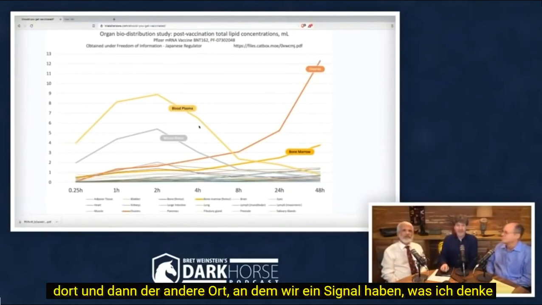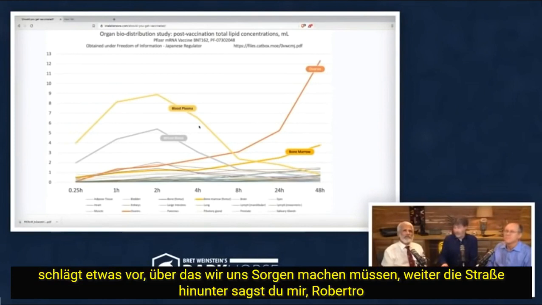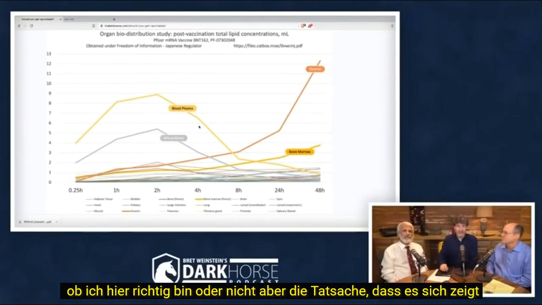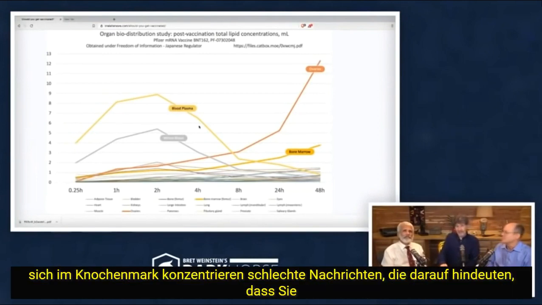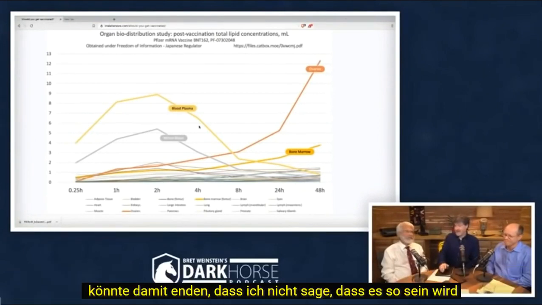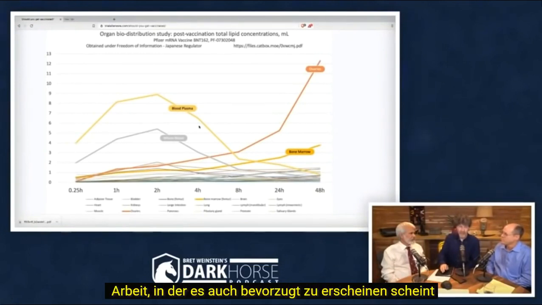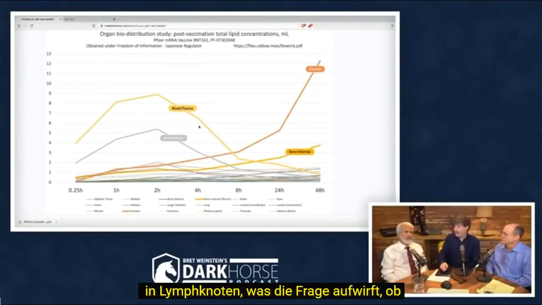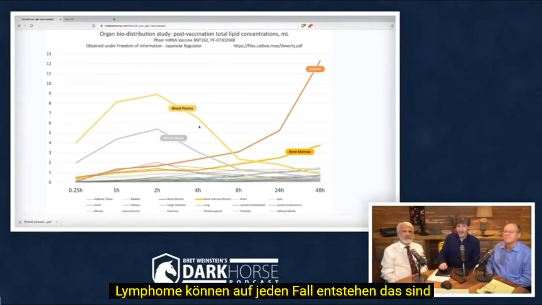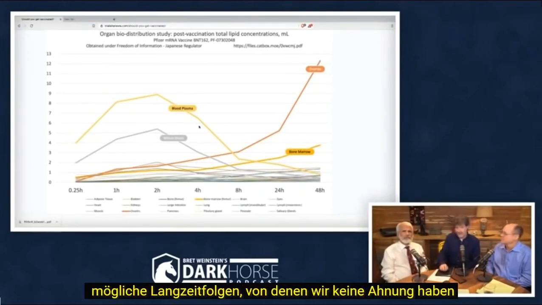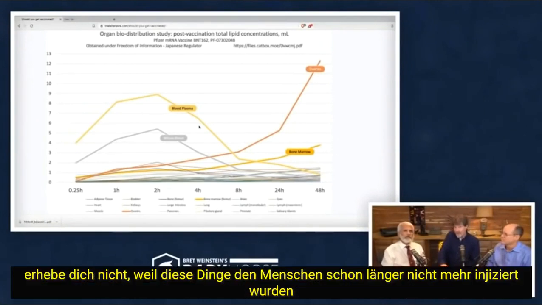And then the other place that we have a signal, which I think suggests something we need to worry about farther down the road, is that it shows up concentrating in bone marrow. Bad news. That suggests that you could end up with, I'm not saying this is going to happen, but we need to look for something like leukemias, because of their creation in bone marrow. I know from other work that it also seems to show up preferentially in lymph nodes, which raises the question of whether lymphomas might be created. In any case, these are possible long-term effects that we have no way of knowing don't arise, because these things have not been injected into people for more than a year.